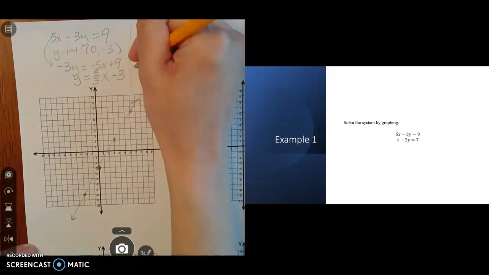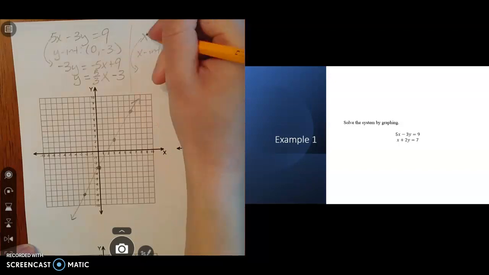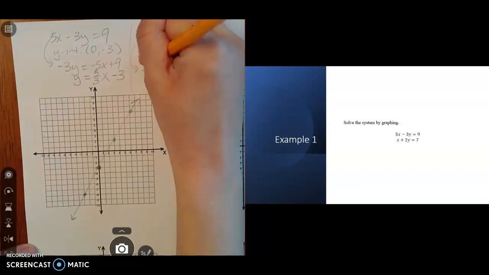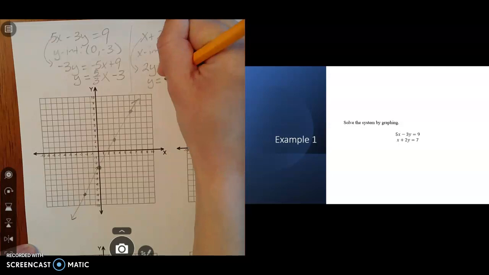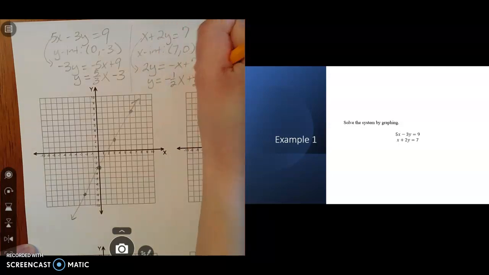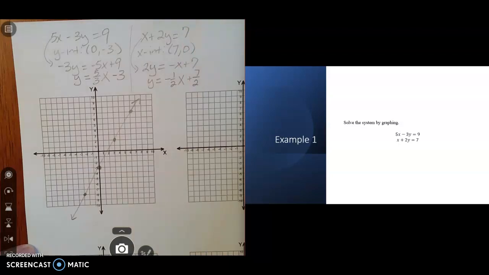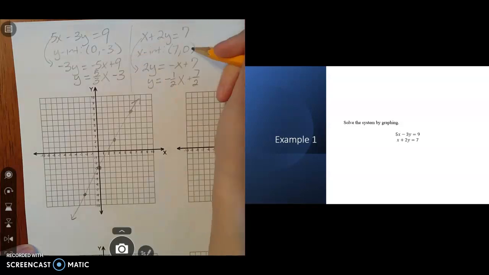So let's get this one into slope-intercept form as well. So I'll subtract x from both sides, get 2y equals negative x plus 7, divide everything by 2, so I'll have y equals negative 1/2 x plus 7/2. Again, we have that 3.5 y-intercept, which just isn't very convenient. That x-intercept was really easy to graph, though.